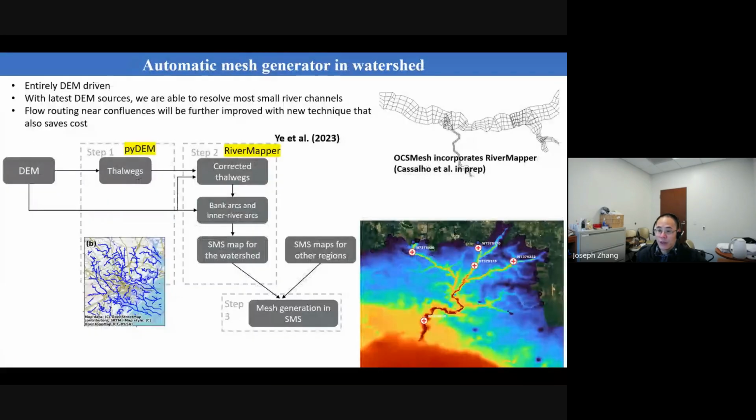So last year we published a paper basically documenting the latest development for this type of automatic mesh generators. It consists of two Python packages. The first step is to delineate the 1D river network. The second one we expand into 2D, and the output from these two packages can be directly used to generate the unstructured grid mesh using SMS, or you can go. Can you click once, please? Click. Yeah, so it's kind of semi-automatic, but the OCS team really took this package even further.